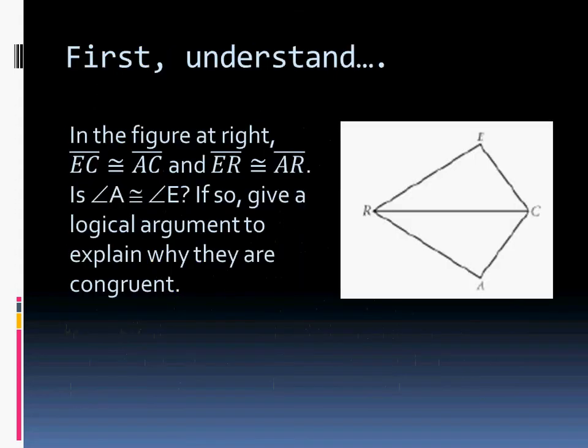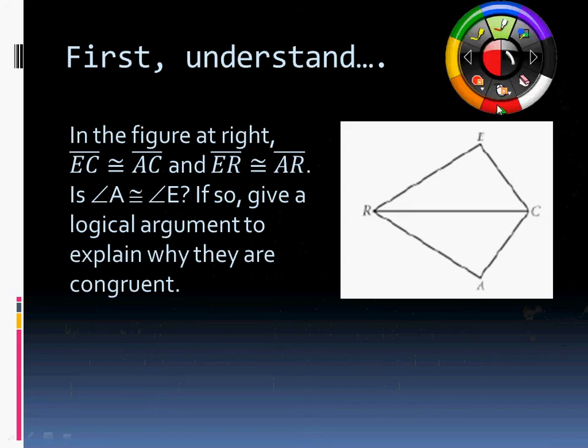So let's go through that now. Right here, first we want to understand this. Given that EC is congruent to AC, I'm going to start marking up here. I'm going to try to understand what's going on, and one of the ways I do this is by marking up my picture as I move along. As I read things over here, I'm going to mark them. Segment EC is congruent to segment AC, so these two things are congruent to each other. ER and AR, these two are congruent to each other. And the question is: is angle A congruent to angle E?